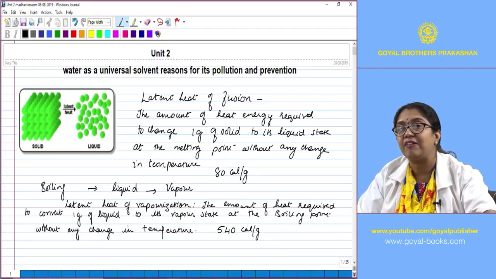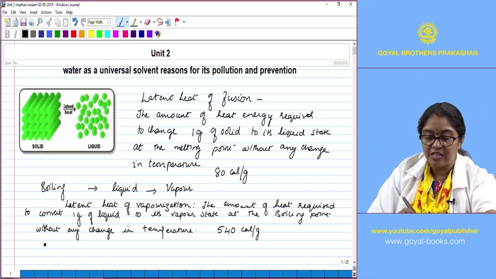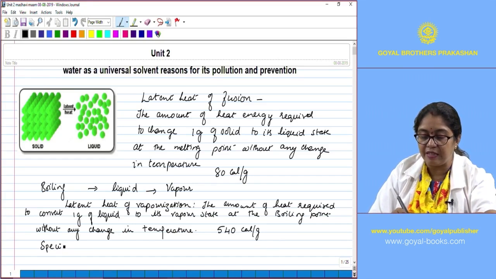Yet another example is to drive the steam engines, we use the steam rather than any other gaseous form. This is because, again, the latent heat of vaporization of steam is very, very high, and the amount of energy it is going to transfer is going to be very, very high. That is 540 calories of energy is transferred by 1 gram of this substance. Is this clear, children?